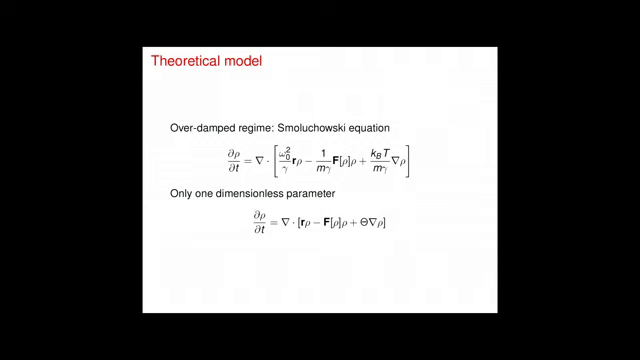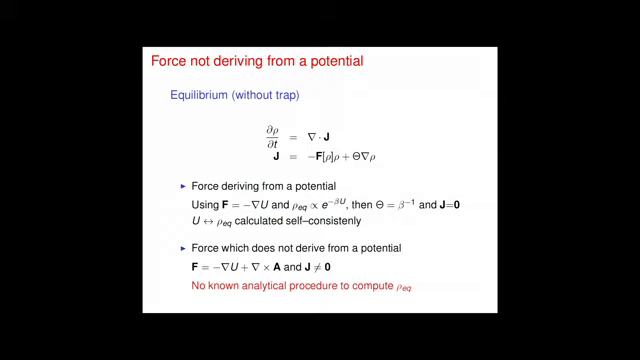So, okay, what's the difficulty now? Imagine that you have a force which is a gradient of some potential. The Smoluchowski equation, the equation I wrote before, you can write in this way: the divergence of the flux, and the flux is this expression. And here, for simplicity, I neglect the trap.